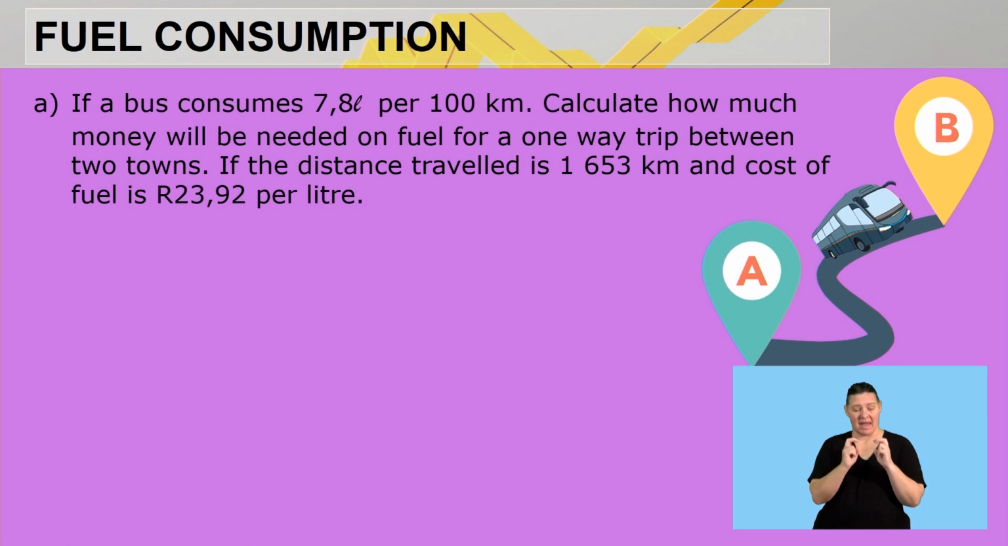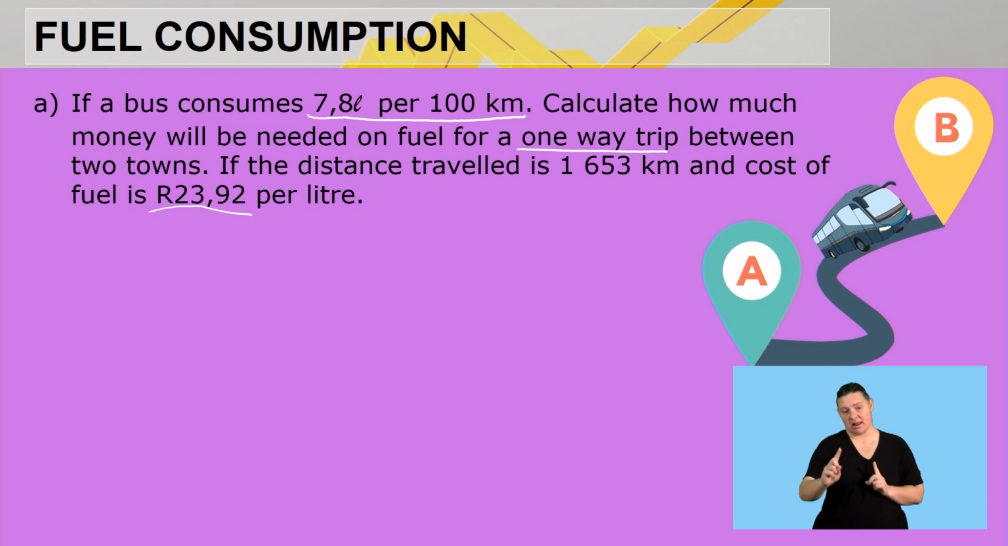If a bus consumes 7.8 liters per 100 kilometers, it means this bus, when the petrol is full, will travel 100 kilometers only if it has 7.8 liters. Calculate how much money will be needed on fuel on a one-way trip. A one-way trip means we are only going between two towns. If the distance traveled is 1,653 kilometers and the cost of fuel is 23.92 per liter, let us calculate how much we are going to need.